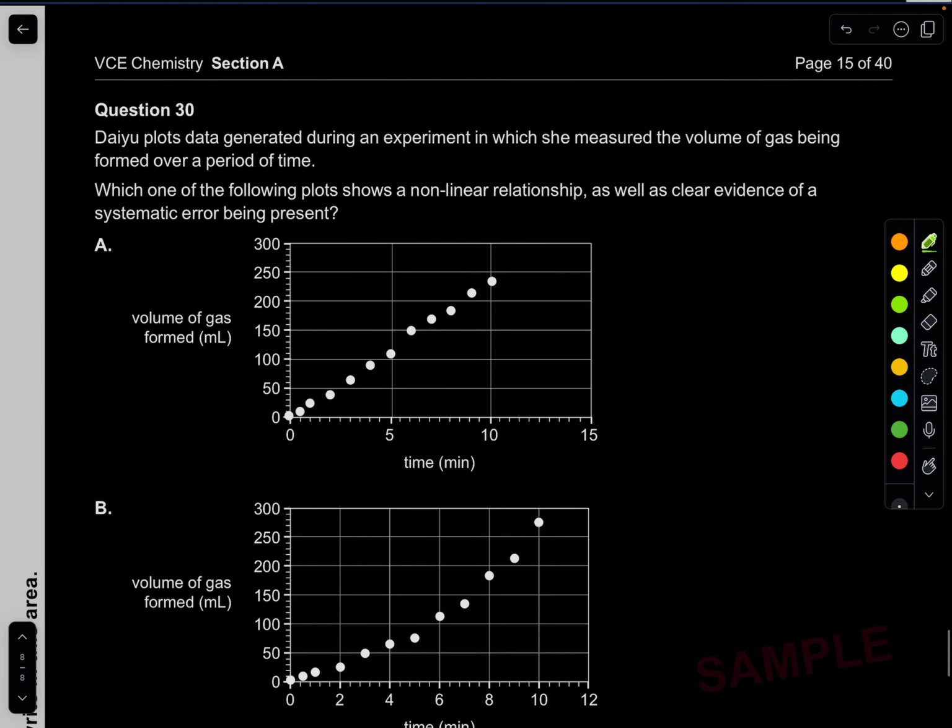Last question, 30. A student plots data generated during an experiment in which she measured the volume of gas being formed over a period of time. Which of the following plots shows a non-linear relation as well as clear evidence of systematic error present?